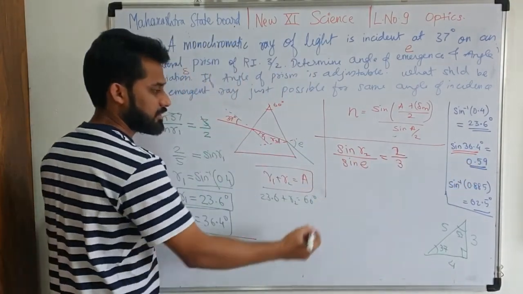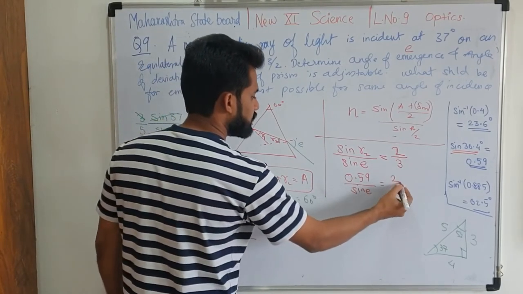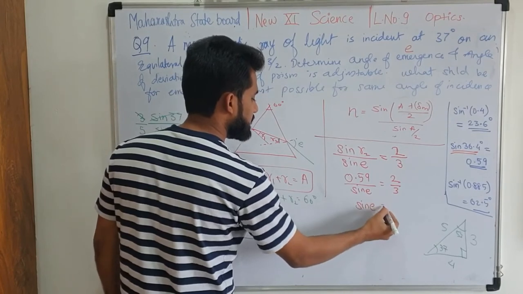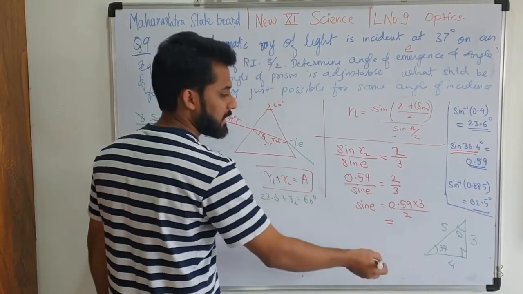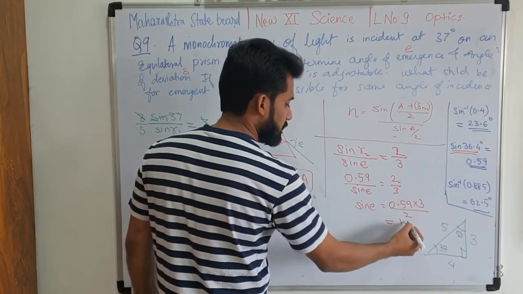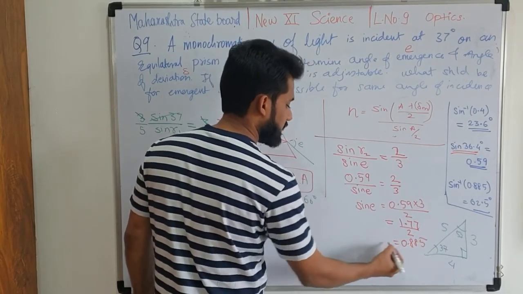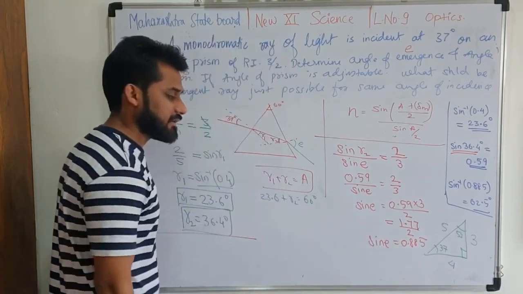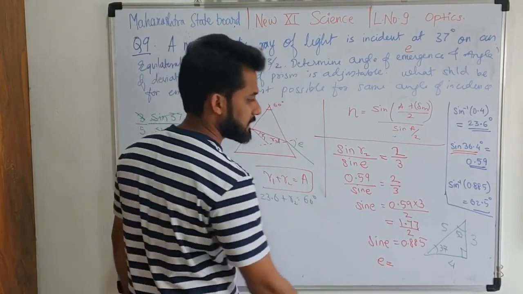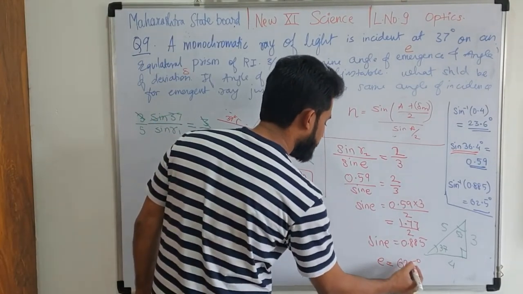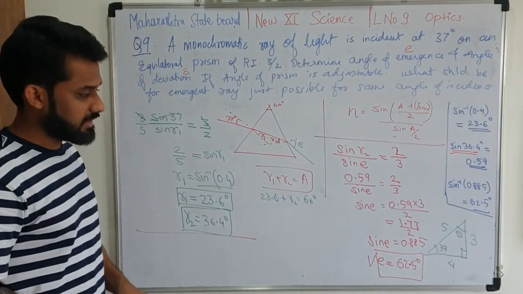Sine of 36.4 comes out to be 0.59 upon sine E equals 2 by 3. So cross multiplying, sine E will be 0.59 into 3 by 2. Cross multiply agar kiya, so it comes out to be 1.77 upon 2, that is 0.885. And if sine of E is 0.885, taking inverse, I have already calculated the value. Angle of emergence comes out to be 62.5 degree. This is the correct answer. Angle of emergence is 62.5 degrees.